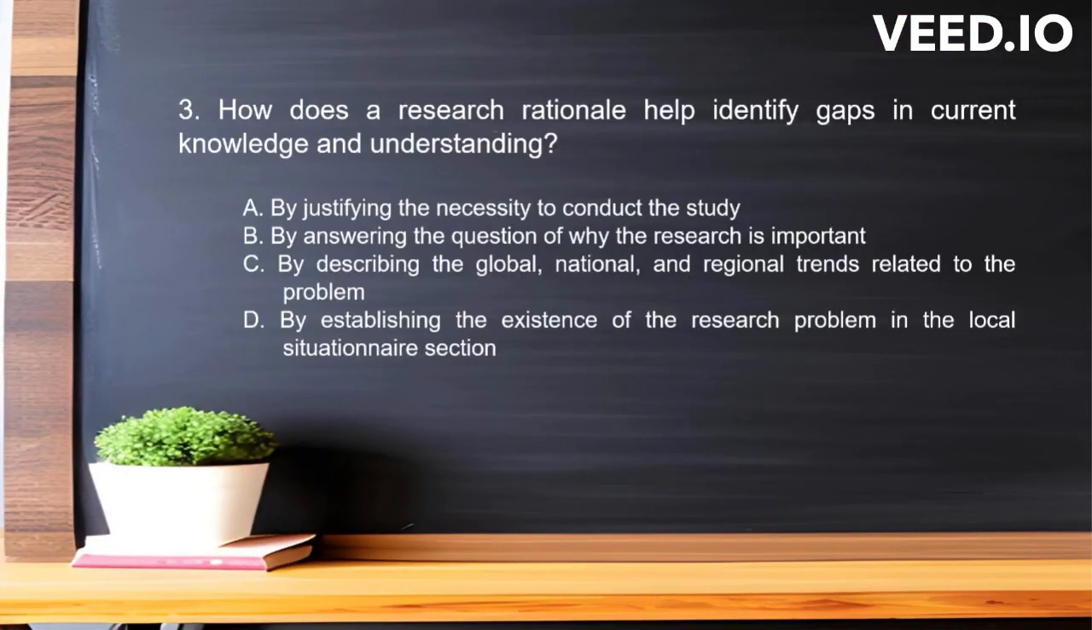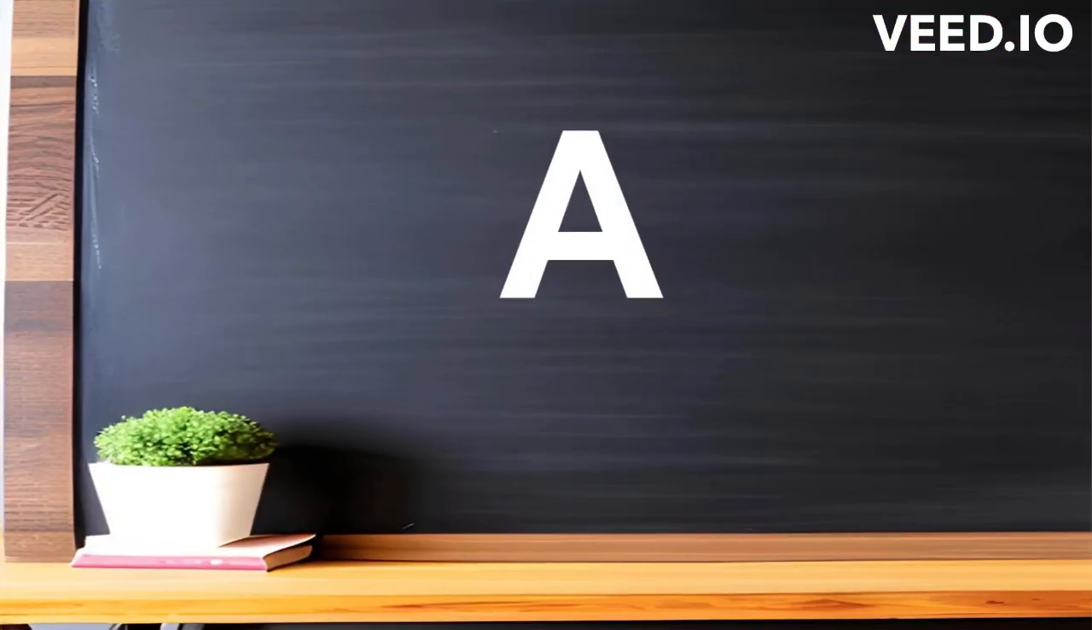3. How does a research rationale help identify gaps in current knowledge and understanding? A. By justifying the necessity to conduct the study. B. By answering the question of why the research is important. C. By describing the global, national, and regional trends related to the problem. D. By establishing the existence of the research problem in the local situationer section. The answer is A. By justifying the necessity to conduct the study.